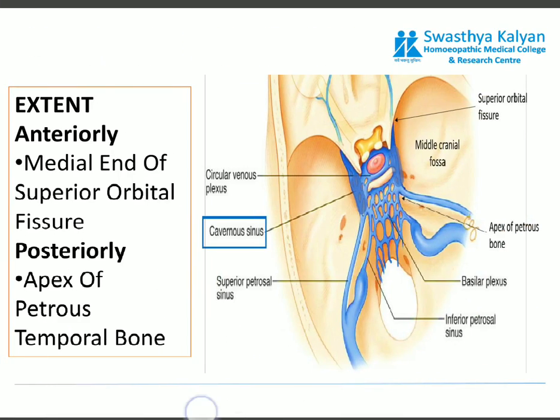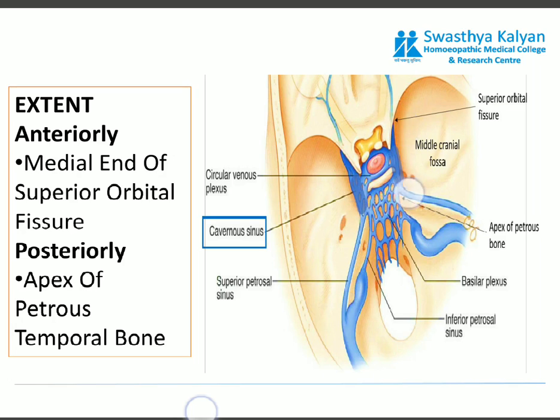Extension of the cavernous sinus. It extends from the superior orbital fissure anteriorly to the apex of the petrous temporal bone. So in this figure, you can see this is the superior orbital fissure. This is the outline of the orbits. So somewhere here is the medial end. Of course, this is the medial side. So the medial end of the superior orbital fissure, and posteriorly the apex of the petrous temporal.